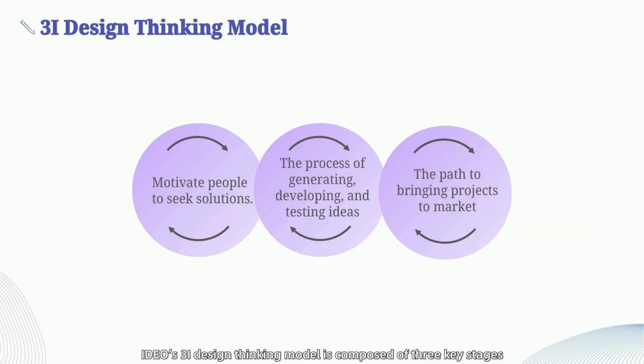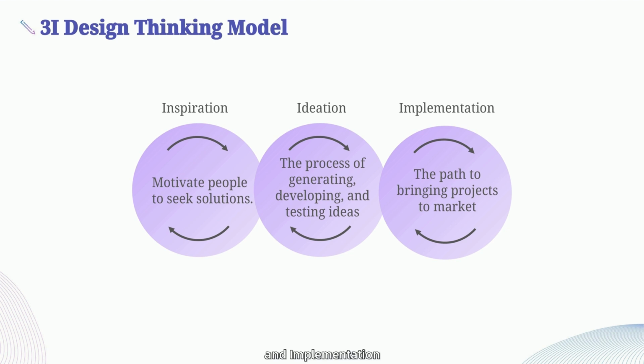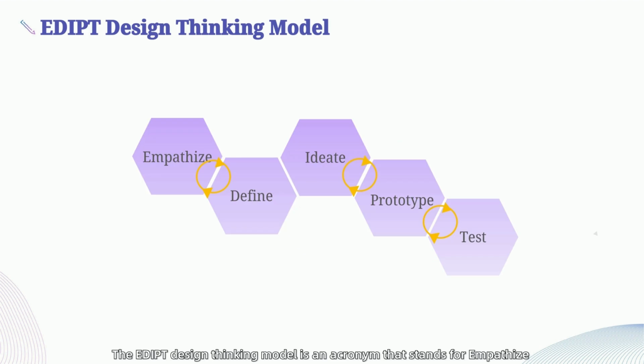IDEO's 3I design thinking model is composed of 3 key stages: inspiration, ideation, and implementation. Each stage is characterized by a series of iterative activities integrating empathy, collaboration, and holistic thinking, creating a circular framework for design thinking. The EDIPT design thinking model is an acronym that stands for empathize, define, ideate, prototype, test.